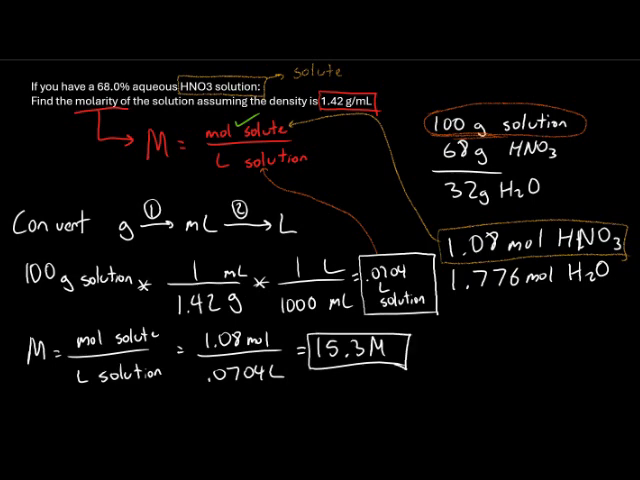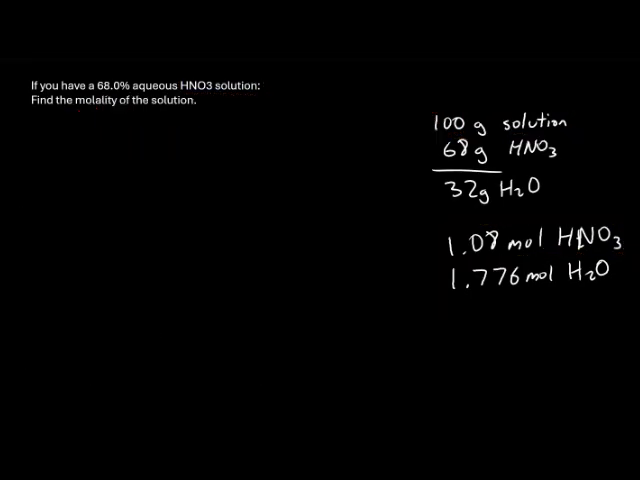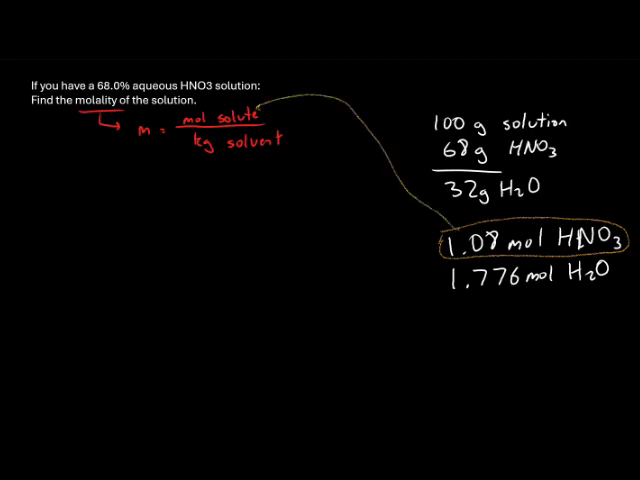Now that we have the molarity, we can also get the molality. The molality of the solution is defined as lowercase m equals moles of solute divided by the kilograms of solvent. Once again, we know the moles of solute already. Those are the moles of HNO3. Place that in the top position and check that off. Now we need the kilograms of solvent. Let's remind ourselves that the solvent was the water.